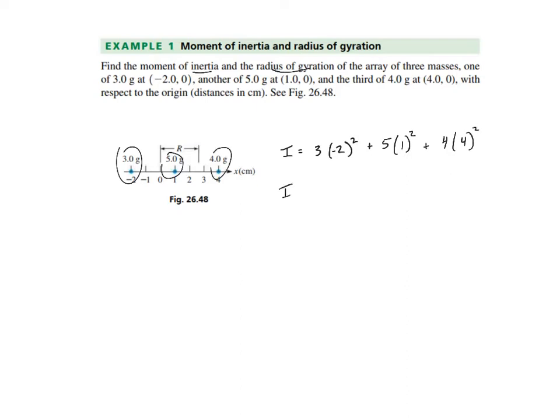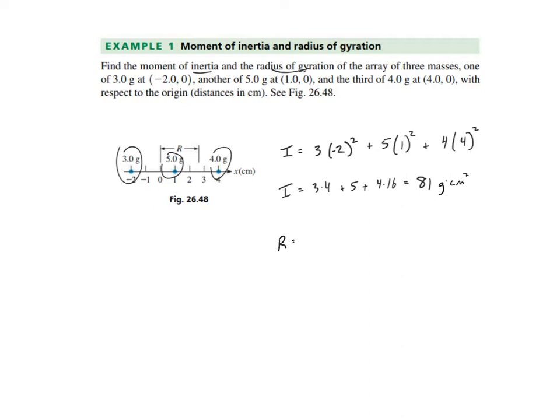So my moment of inertia is equal to 3 times 4 plus 5 plus 4 times 16. And that gives you a moment of inertia of 81. And then the units are grams centimeters squared. All right, so that's the first part, find the moment of inertia. Then the radius of gyration.